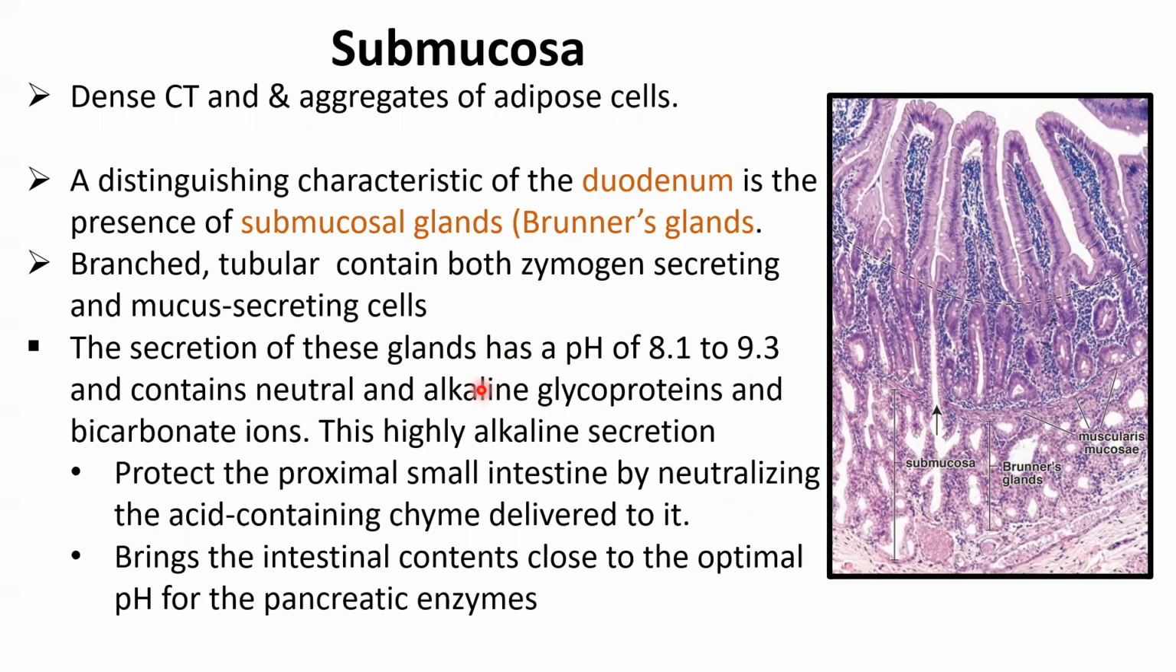The secretion of these glands has a pH of 8 to 9, so it's alkaline. It contains neutral and alkaline glycoproteins and bicarbonate ion. This highly alkaline secretion protects the proximal small intestine by neutralizing the acid-containing chyme. This is the duodenum, which is the first part of the small intestine, so whatever comes from the stomach probably still contains some acidity. So you need a lot of alkaline secretion coming from these glands to neutralize it, so it will not hurt the intestinal mucosa or epithelium. This also brings the intestinal contents close to the optimal pH for the pancreatic enzymes, which also need some alkalinity.